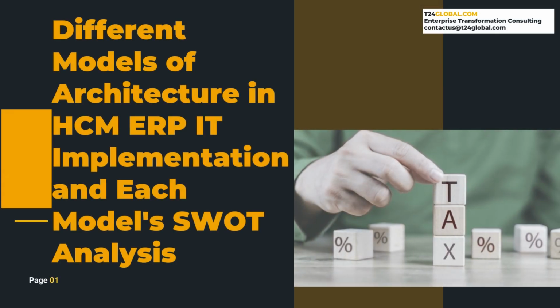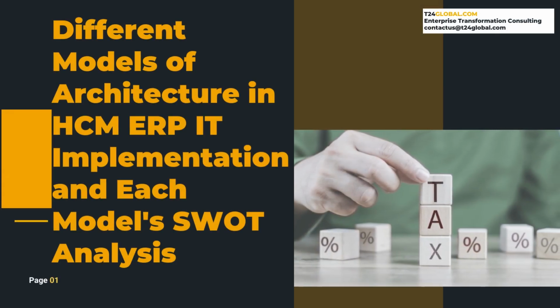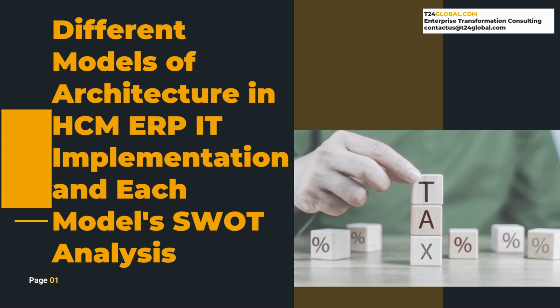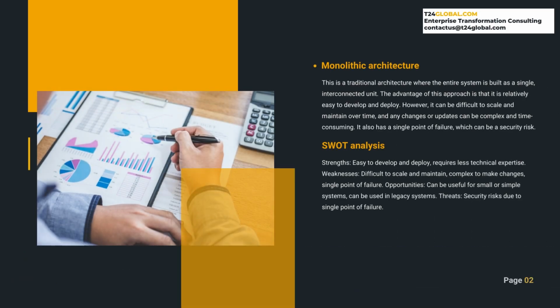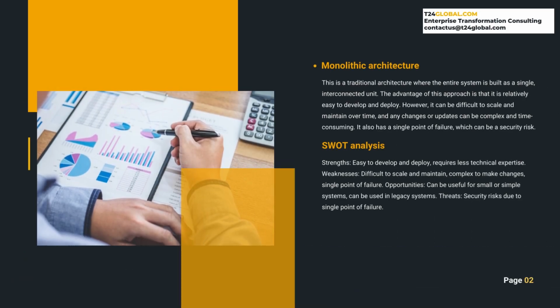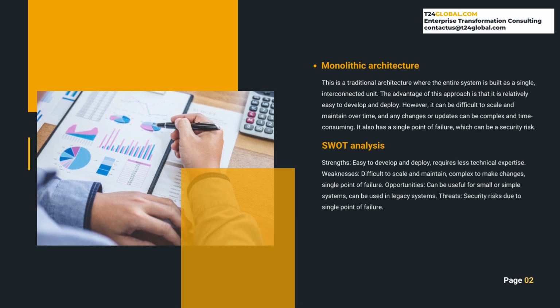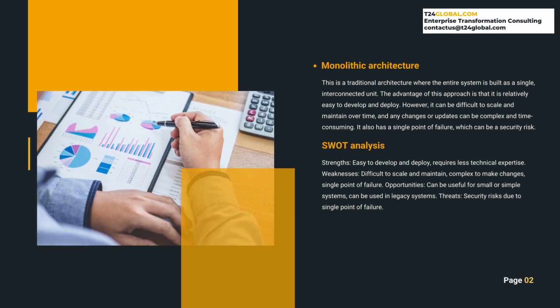Let's discuss different models of architecture in HCM ERP IT implementation. 1. Monolithic architecture. This is a traditional architecture where the entire system is built as a single, interconnected unit. The main advantage of this approach is that it is relatively easy to develop and deploy.